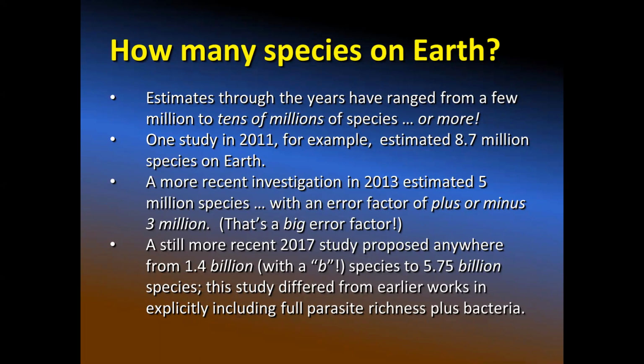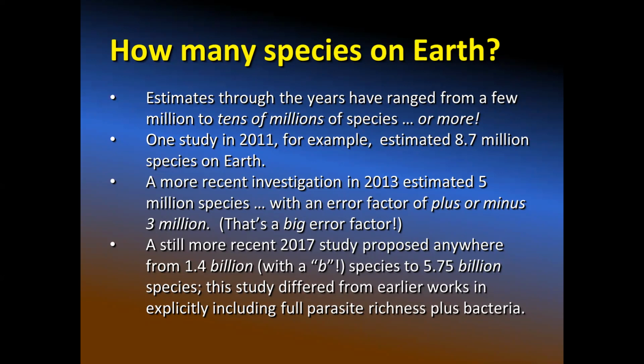Here again, because people define species differently, and because there are different ways of defining species, and because species definitions have been promoted for decades and centuries, there is discussion and disagreement about how many species are out there. For example, here you can see a study in 2011 estimated that there were 8.7 million species on Earth. A study in 2013 said that there were 5 million species with an error factor of plus or minus 3 million species. That's a huge error factor, by the way.